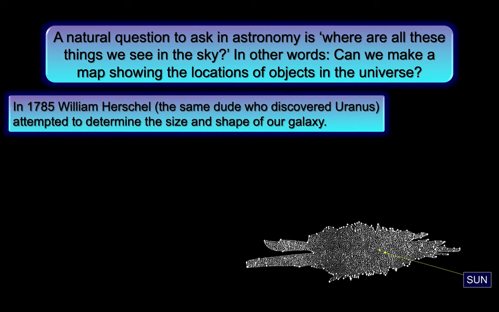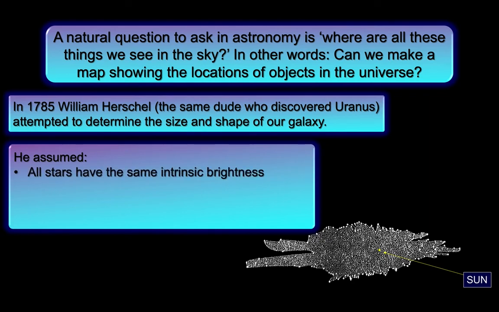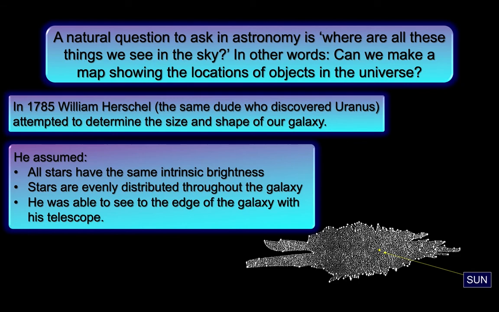Now, in the interest of trying to map the universe, in 1785, William Herschel, the same guy that discovered Uranus, attempted to determine the size and shape of our galaxy. When he was using his telescope in England to make a map of the universe, he made some assumptions. He assumed that all stars have the same intrinsic brightness, so every star is as bright as every other star. He also assumed that stars are more or less evenly spread out throughout the galaxy. And William Herschel also assumed that he was able to see the edge of the galaxy with his telescope.